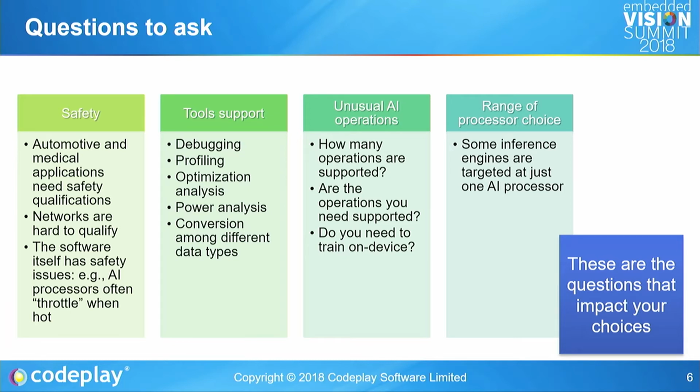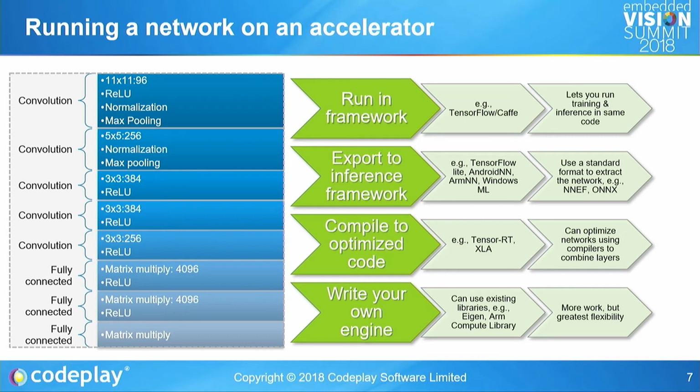So when you're looking at what you want to build, there are a few questions you have to ask. I've already brought up one, which is safety. Automotive and medical applications need safety, so you need to be able to validate the software. That's one of the toughest things you've got to think about. Now, networks: we don't understand how networks work. Maybe somebody here is going to claim they do, but I think most people are honest. We don't really understand how neural networks work, so they're hard to qualify beyond some statistical testing. But the software has issues itself. For example, AI processors like graphics processors tend to throttle, that is, slow down when they get hot. That's quite an important thing if your car processor might be having to detect a pedestrian.